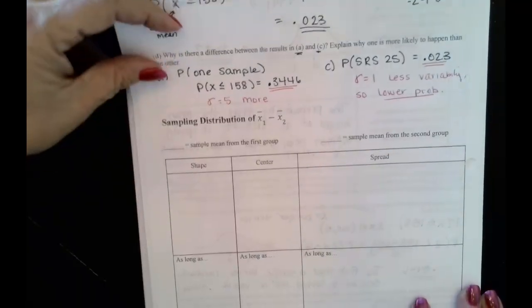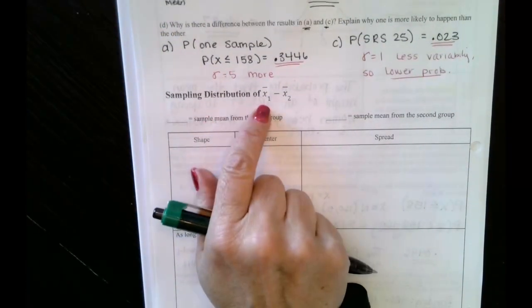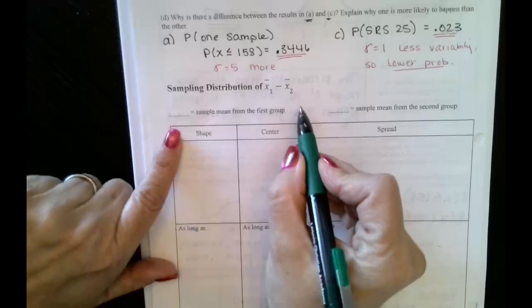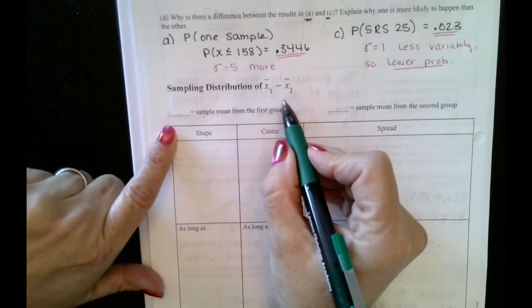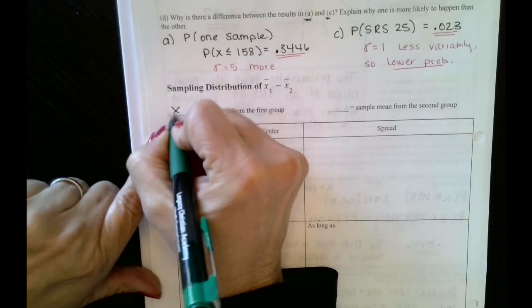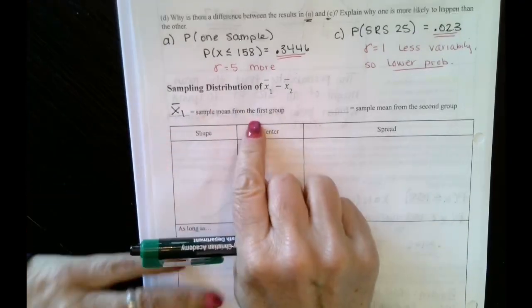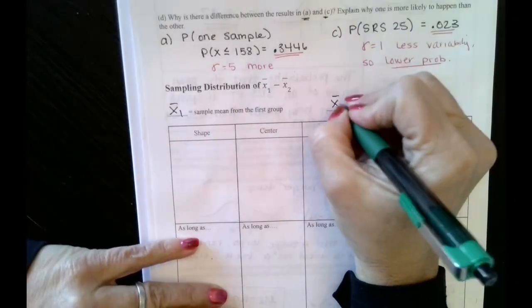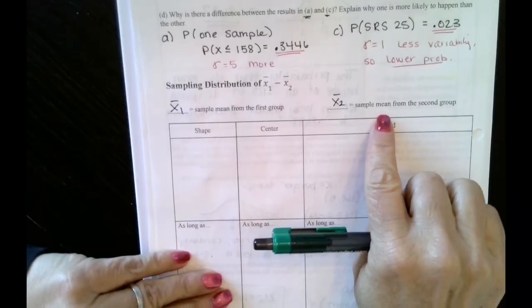So we're going to throw in this sampling difference. So here we just have a difference of means. And this is not anything different that we've been doing. We've been doing this with proportions. And so we have that X bar of sample 1 is the mean from the first group, and X bar of sample 2 is the mean from the second group.